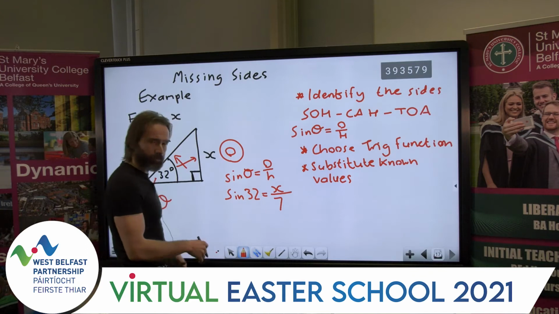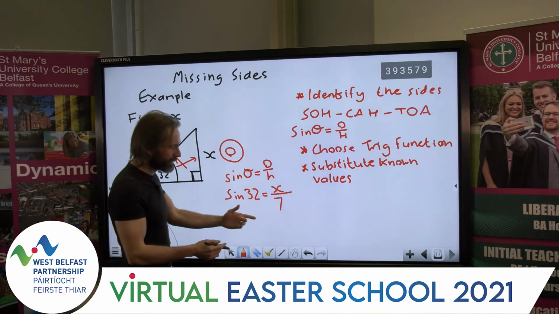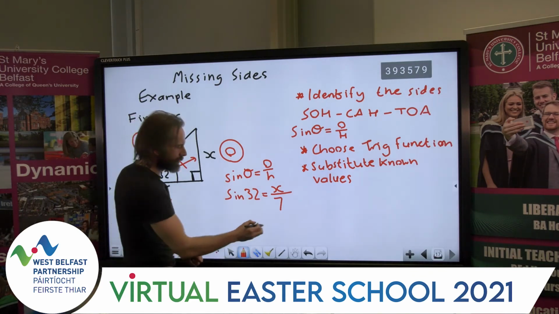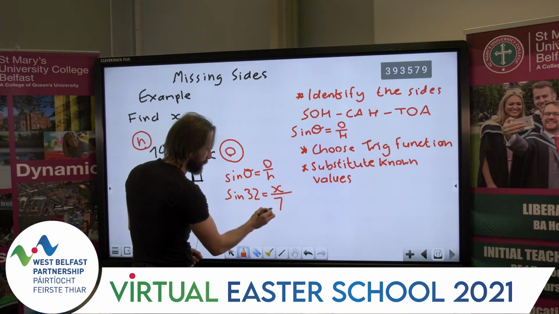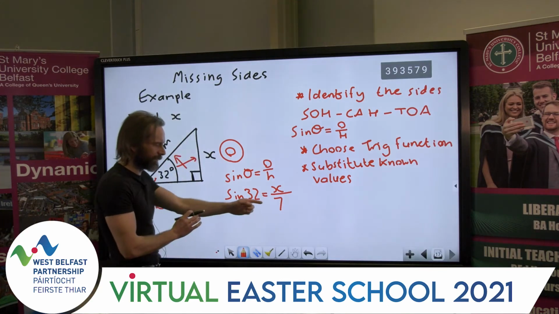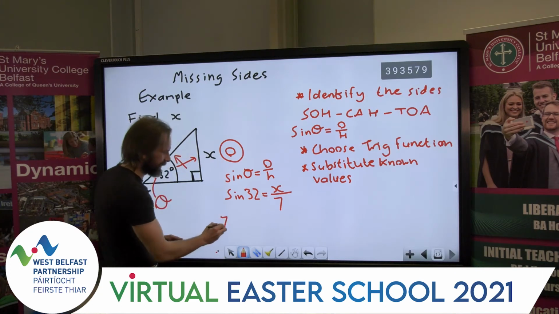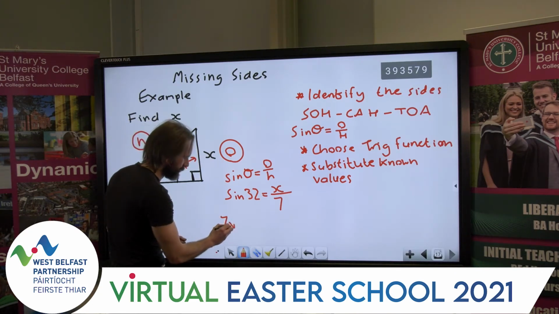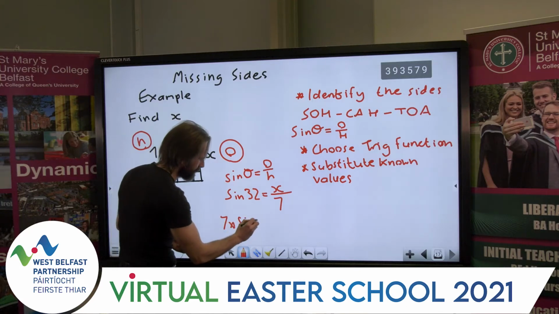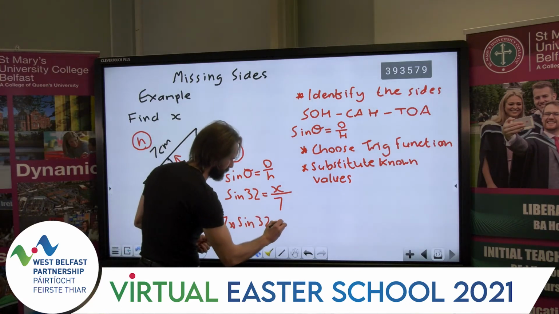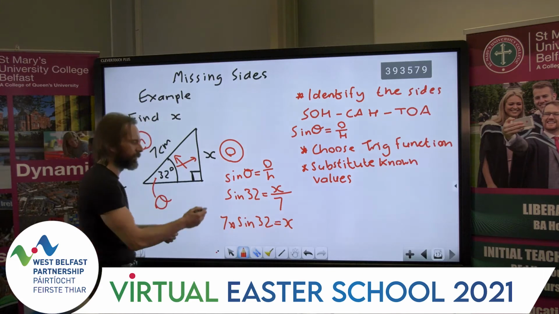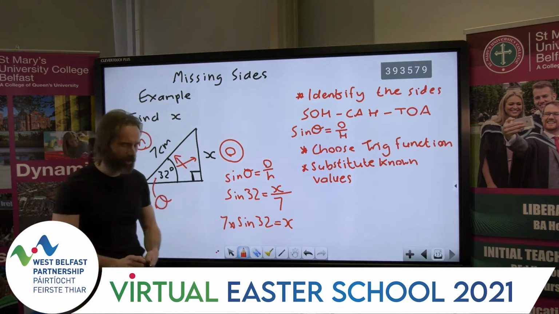So we have enough information within this formula to now work it out. I want to get x on its own. We're just solving an equation now. So if I want to get x on its own, the 7 is dividing. So what I'm essentially doing is multiplying by 7 to get rid of the 7 over here. So what this becomes on the left hand side is 7 times sine 32, which is equal to x. We're essentially moving the 7 across and it becomes 7 times sine 32.